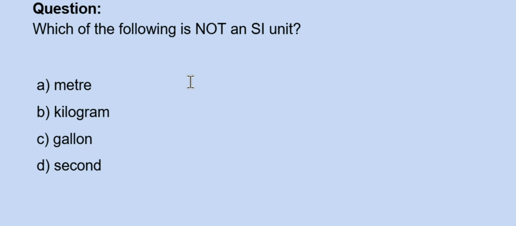Question: which of the following is not an SI unit? A. Meter, B. Kilogram, C. Gallon, or D. Second? The correct answer is gallon. Why? Because meter, kilogram, and second are all SI units, whereas gallon, although it is a unit of measurement, doesn't belong to the SI system. It is an imperial unit.